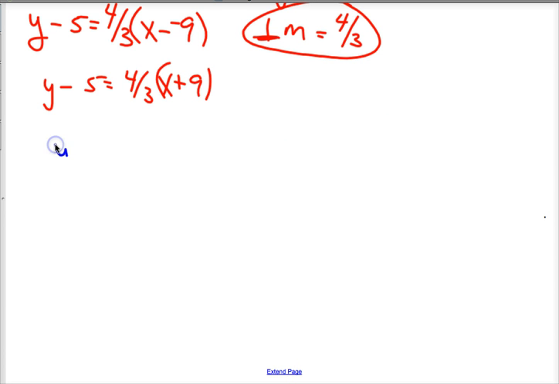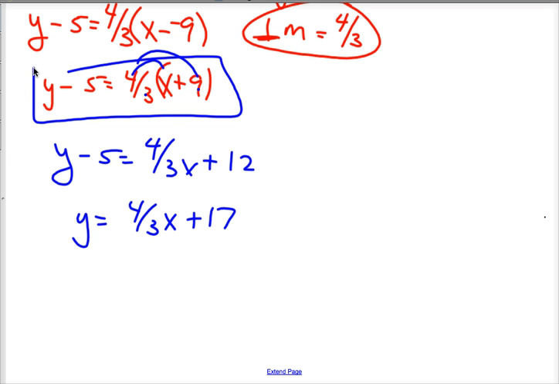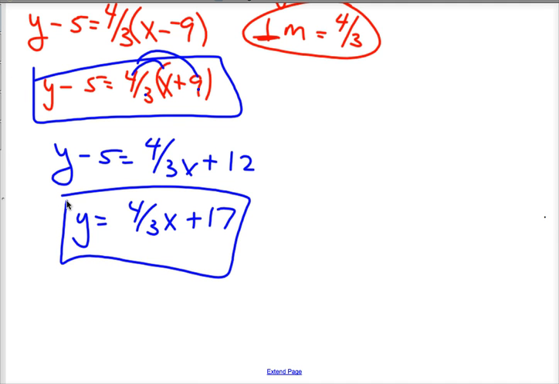Guess I can remind you of that quickly here. It'd be y minus 5 equals 4/3 x plus 9 divided by 3 is 3. Times 4 is 12. Add the 5, plus 17. So this is point slope form. This is slope intercept form.